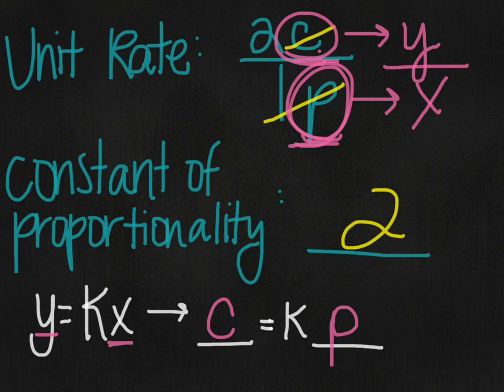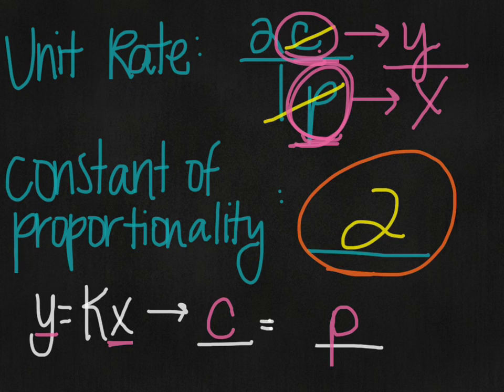And then the last thing that I need to do is substitute in a number for k. k just stands for the constant of proportionality, which I already found out was 2. So I'm just going to get rid of my k and write a 2 in its place. So my equation now is C equals 2 times P, or C equals 2P.